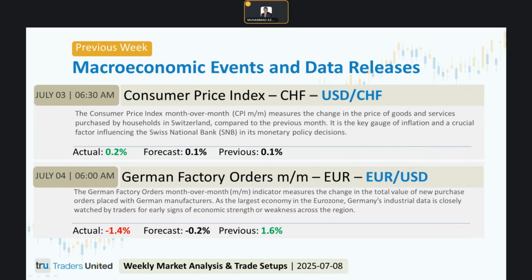So the actual CPI reading came in above expectations at 0.2%, indicating stronger inflationary pressure than the market had anticipated. Surprisingly, however, US dollar Swiss franc moved higher following the release, contrary to the typical pattern.